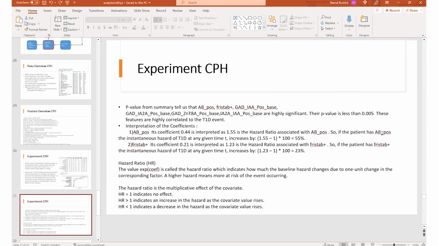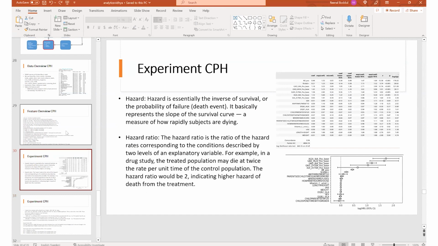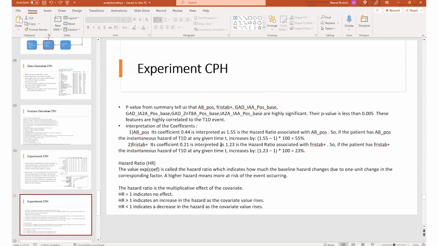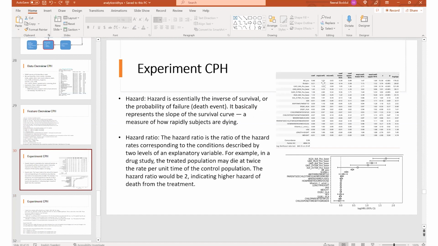So for a patient who is AB positive, the hazard ratio is given by 1.55 minus 1, so 55%. We can say a person with AB positive has a 55% higher chance of getting T1D. That is how we interpret the hazard ratio, p-value and these results, and how we use them. Similarly, for first AB positive, the coefficient is 0.21, interpreted as e raised to 0.21, which is 1.21, the hazard ratio. So a person with first antibody positive has a 23% higher chance of getting T1D than a person who is not first AB positive. This is how we interpret the p-value, coefficient, and exponent.